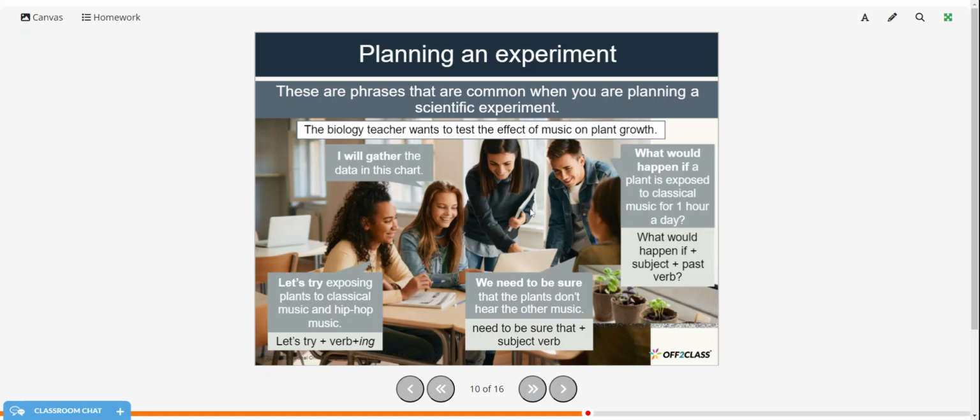And what would happen if a plant is exposed to classical music for 1 hour a day? What would happen if plus the subject plus a past tense verb? And I will gather the data in the chart. So, will gather is the future.